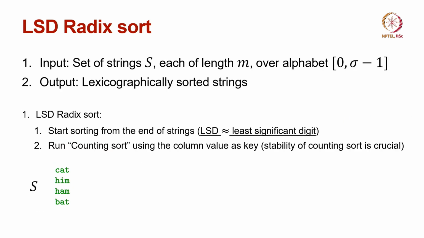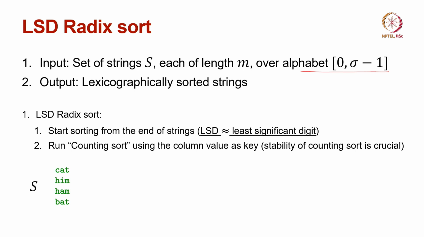So as I said, the radix sort will work one column at a time. As an input, you can imagine that you are given a set of strings, each of length m, and let us say the alphabet is 0 to sigma minus 1. This is the alphabet, or the set of characters, by which these strings are built. As output we want the lexicographically sorted strings.